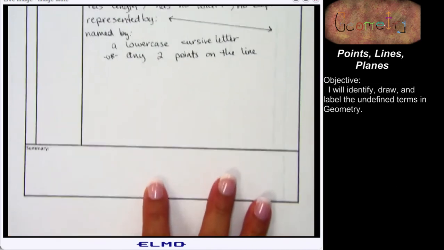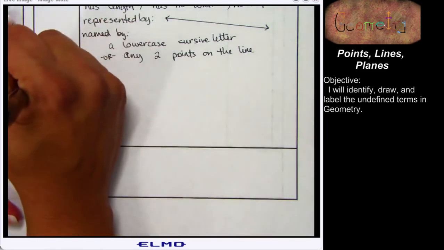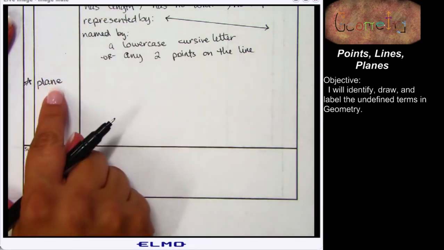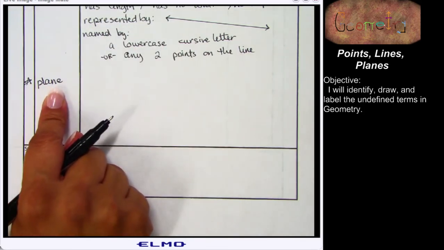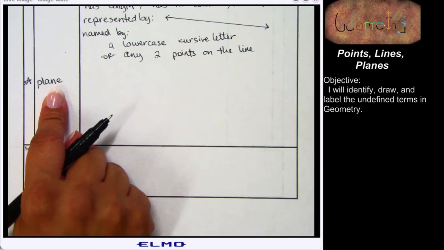Fantastic. Now I said at the beginning we had three undefined terms, yes? Yeah. I've given you two, so let's get the third one. Plane. Not like an airplane. A plane. The Great Plains, spelled a little differently, but kind of the same thought process. Yeah, that one has an I in it. It sounds the same, it's spelled differently. I'm sorry, English is weird.